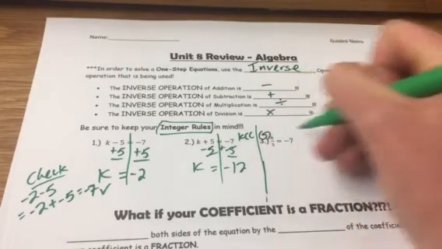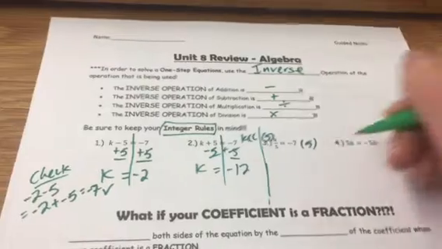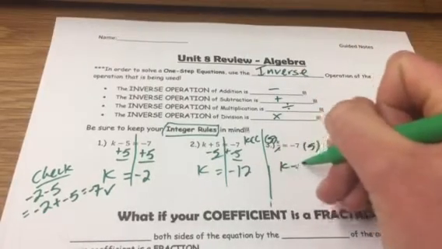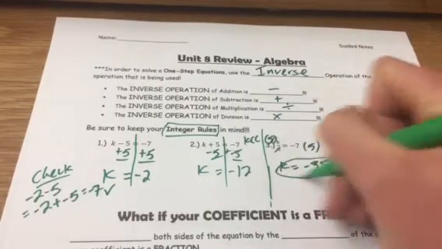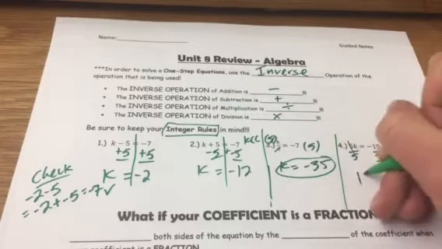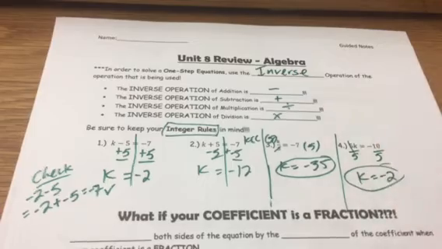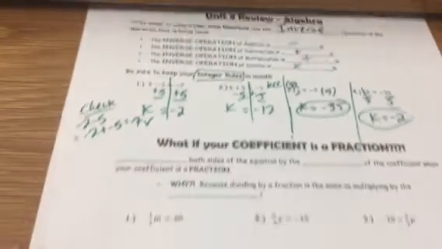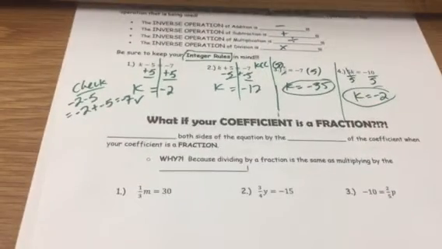We're going to multiply both sides by 5 to undo dividing by 5. We get k equals negative 35. And lastly, we divide both sides by 5, and we get k is equal to negative 2. Okay, so that's pretty simple. Let's take a look at some more challenging scenarios.